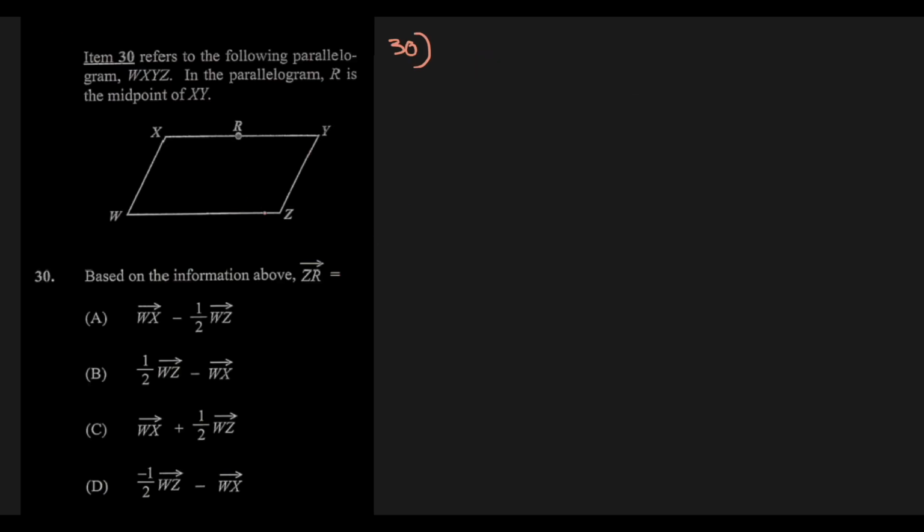Alright, so for this particular question now, it says we have a parallelogram WXYZ. In the parallelogram, R is the midpoint of XY. So this is R here, the midpoint of XY. Based on the information above, Z to R. So we're going from Z to R. What is it? If I want to go from Z to R, let's work out what that could be first. Now, the fact that I use 2 sections means we're using the easiest route. So think of it as Z going to R.